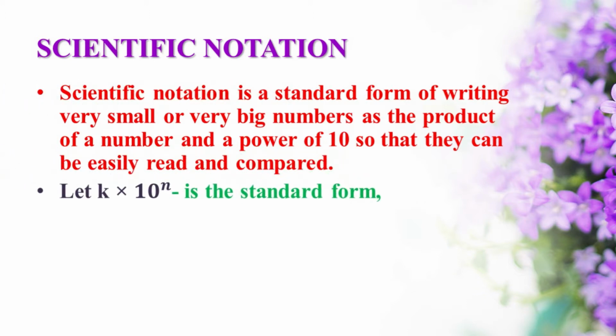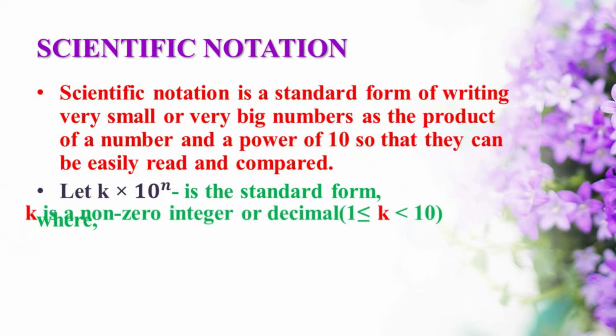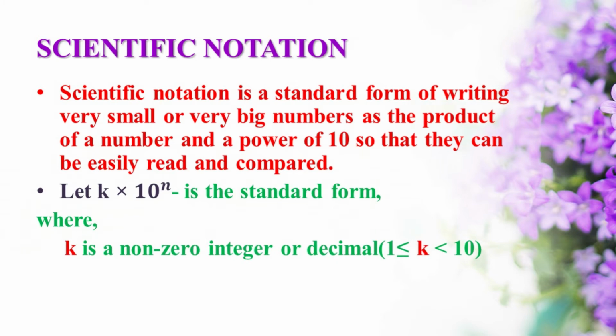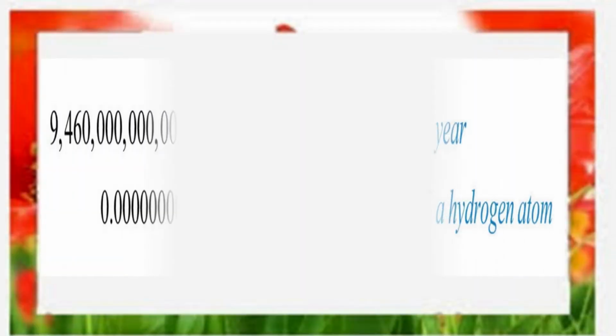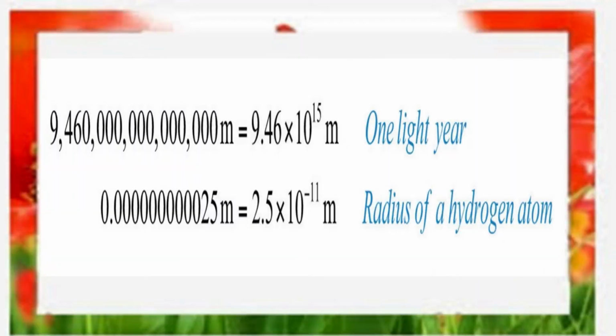Let k into 10 power n be the standard form, where k is a non-zero integer or decimal. k must be greater than or equal to 1 and less than 10. n is an integer. Here there are two examples. One is for a very big number and the other one is for a very small number.